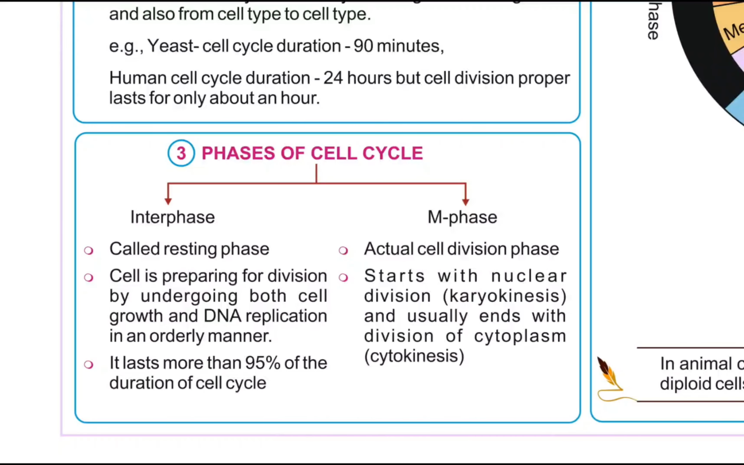Phases of cell cycle. Interphase, called resting phase. Cell is preparing for division by undergoing both cell growth and DNA replication in an orderly manner. It lasts more than 95% of the duration of cell cycle. M phase, actual cell division phase. Starts with nuclear division, karyokinesis, and usually ends with the division of cytoplasm, cytokinesis.